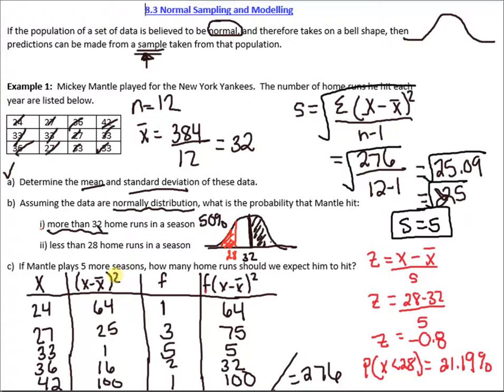Now, if Mantle plays 5 more seasons, how many home runs would we expect him to hit? This has to do with expectation. We expect him to hit the average, the 32 each season, and he's going to play for 5 more seasons. So we expect him to hit 160 more home runs.